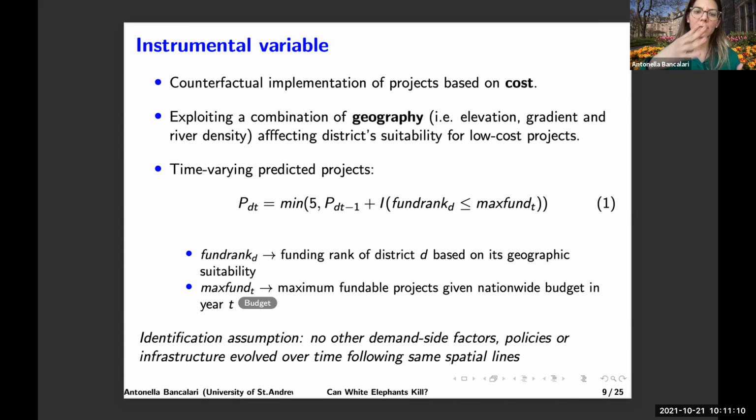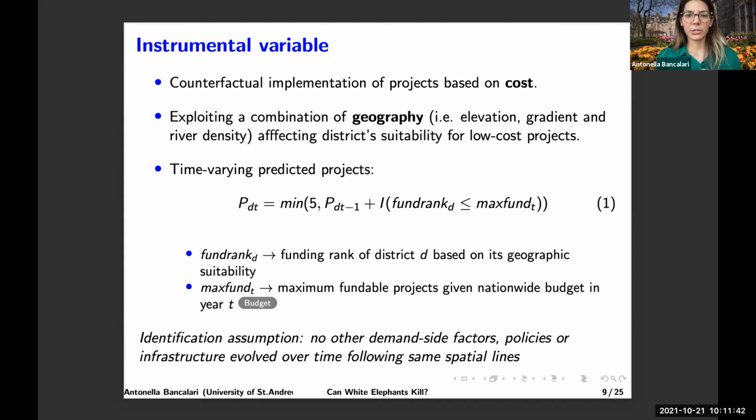But in order to generate time-varying predicted projects, what I do is that for every year, the counterfactual will implement projects for each district starting at the top of the ranking until the nationwide budget available for sewerage is exhausted. And then it's going to continue doing the same for the next year. So there are going to be some discontinuities that are generated by the fact that this nationwide budget is going to be changing over time.